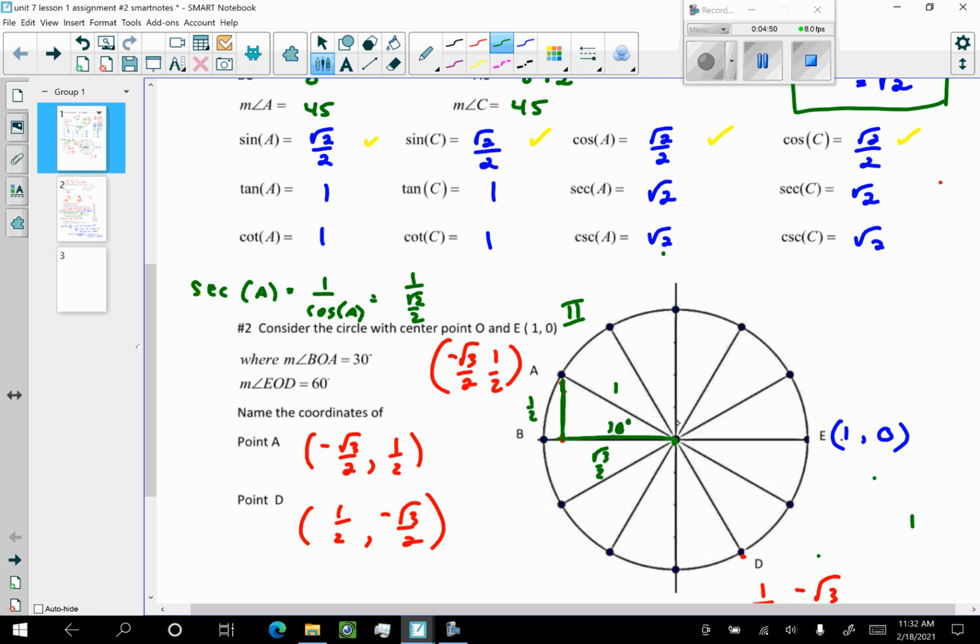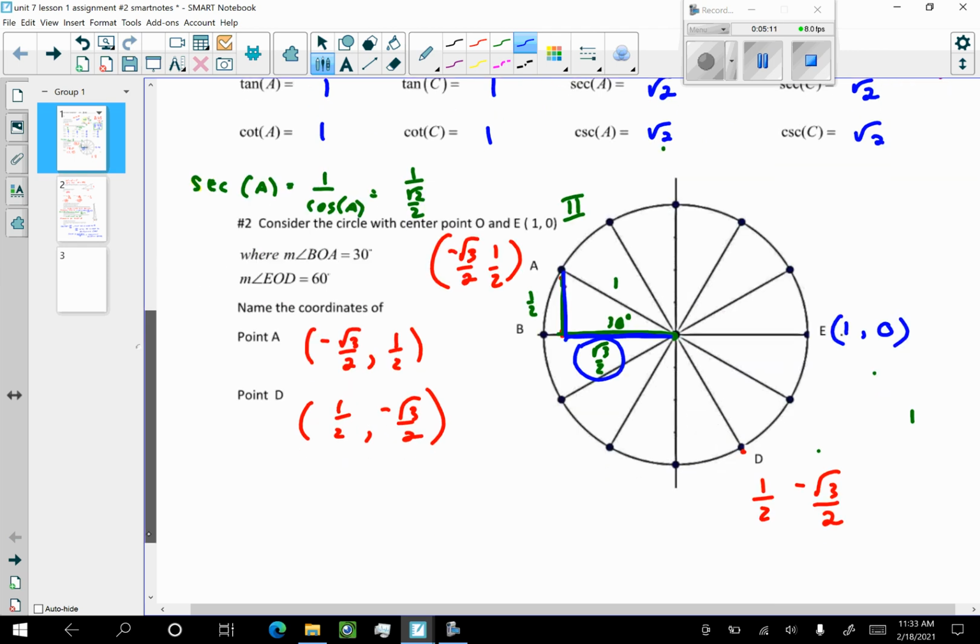Well, now I can figure out what these coordinates are. Because this side right here, and I'll do this in blue, is going to be the x value. So the x value is square root of 3 over 2, but we're in quadrant 2, so it's going to be negative square root of 3 over 2. And here this y value is 1/2. We are in quadrant 2, so it's going to be positive.